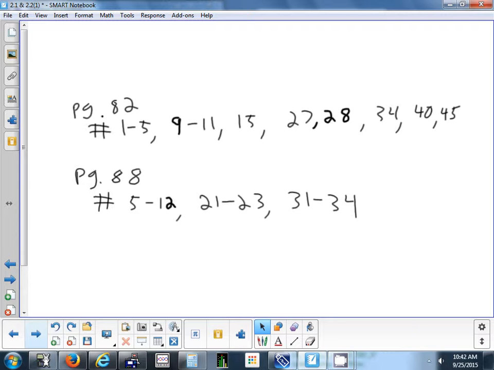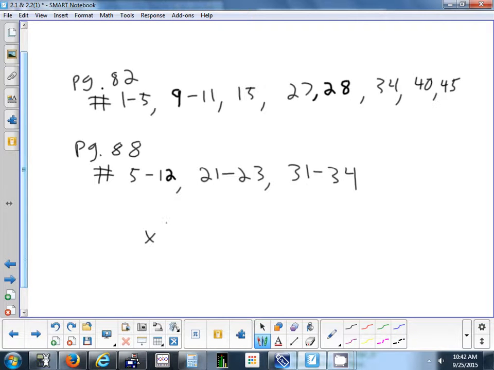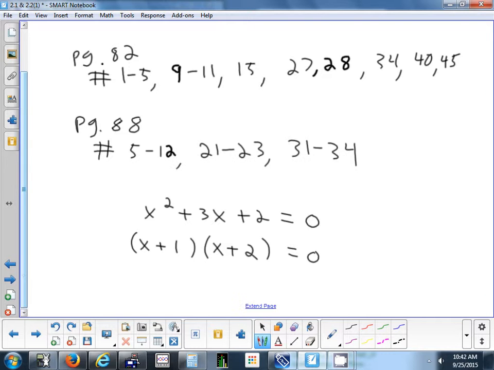So if you're a little rusty on how to solve something like this for zeros, just as a reminder, that's where you make two sets of parentheses. Figure out what times what would give you the first term. In this case, my signs are both plus, and then what times what is 2, 1 and 2. And now, x equals -1 would make the first factor 0. x equals -2 would make the second factor 0.